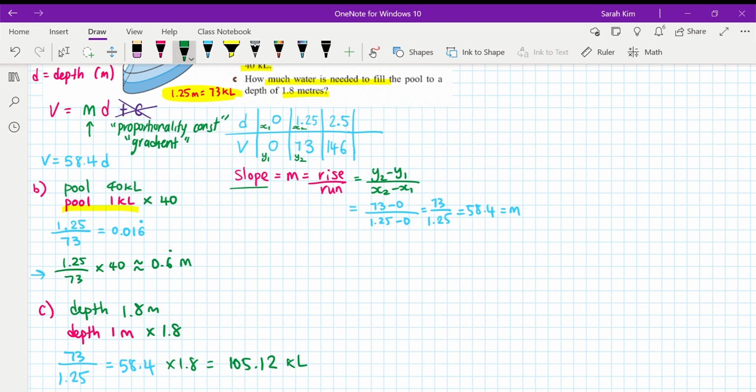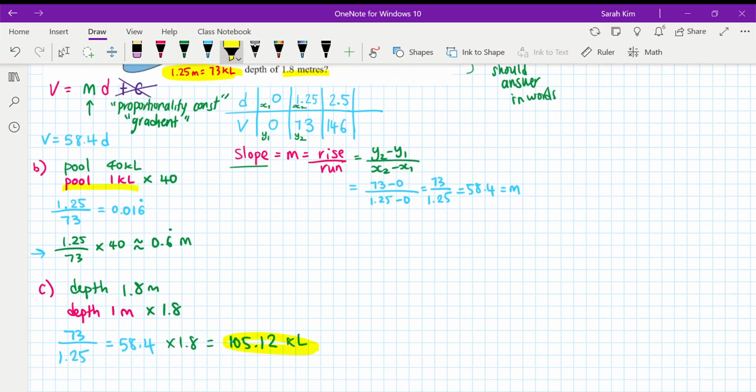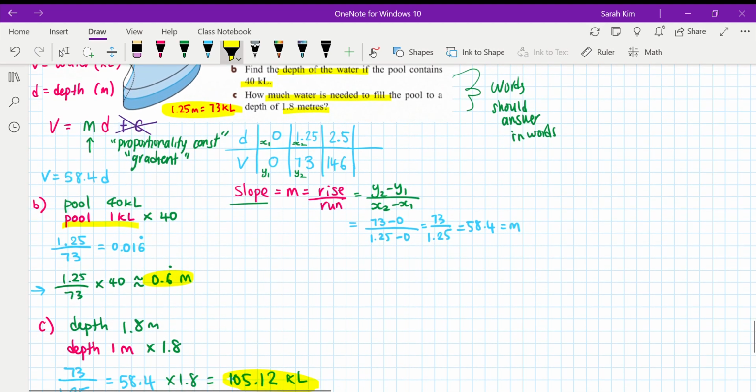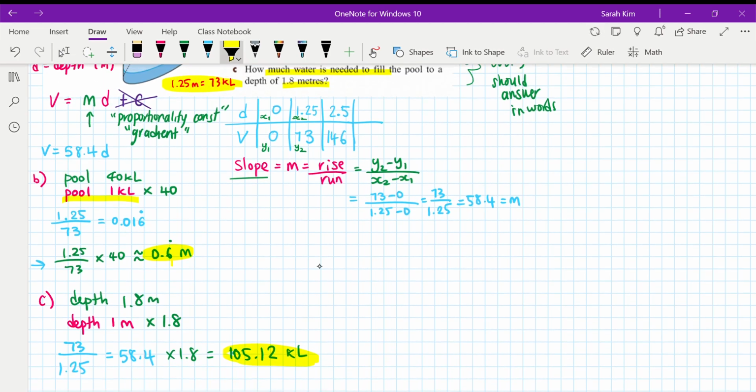Ideally with these types of questions, because the question is asking you in words, you should answer in words. Once you've got these final answers over here, this one was your answer for C, this one was your answer for B, you would conclude, say for B, the depth of the water is 0.7, or round it up to 1 meter if the pool contains 40 kiloliters. For C, you would write 105.12 kiloliters of water is needed to fill the pool to a depth of 1.8 meters.